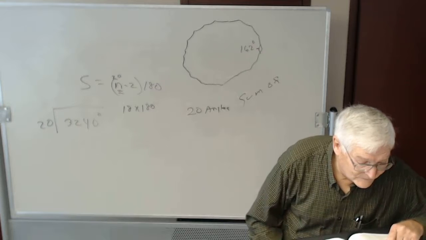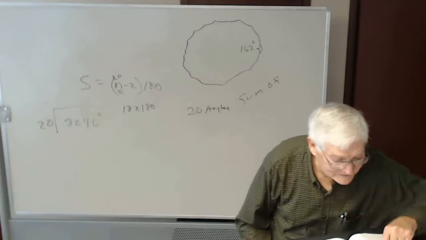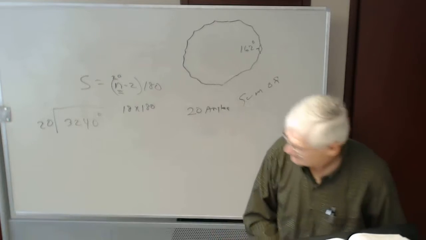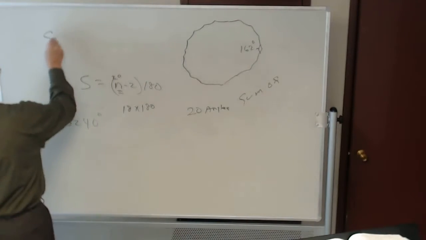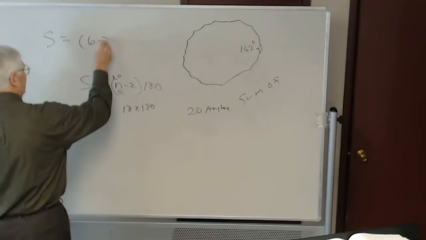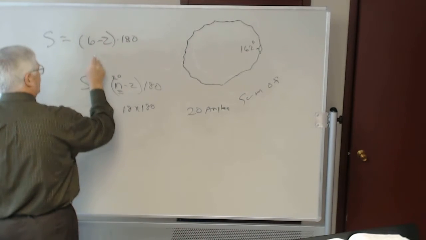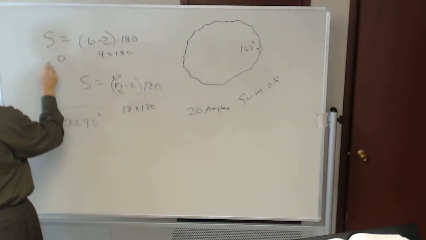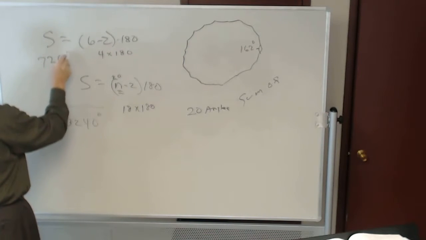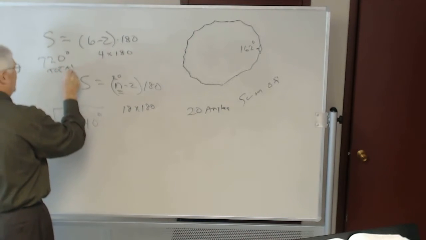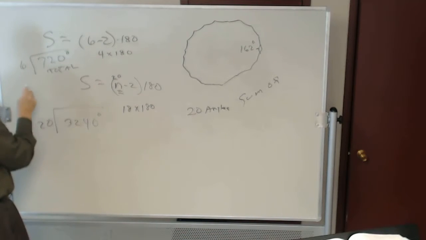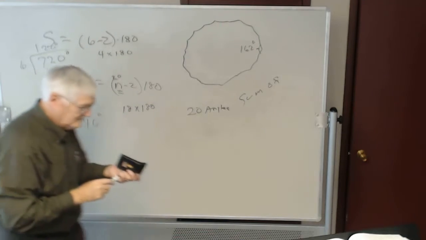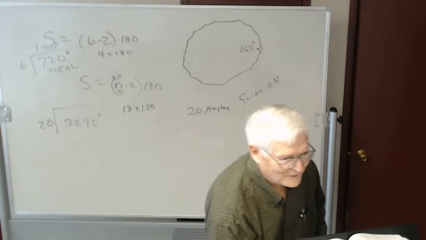So what about number 54? A hexagon. How many sides does a hexagon have? 6. So it has 6 angles. So that would be S equals 6 minus 2 times 180. 4 times 180, which would be 720. That's the total. And if there were 6 of them, then each of them would be 120 degrees. Isn't that cool, that you can figure all this stuff out?